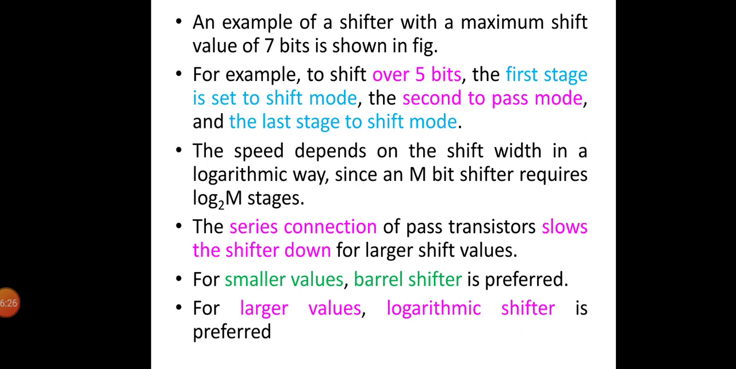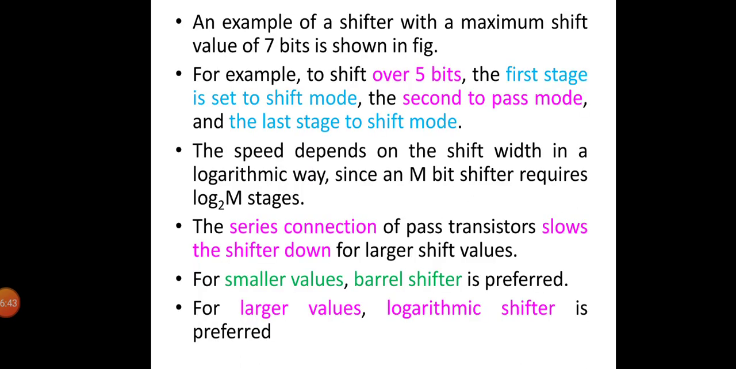While the barrel shifter implements the whole shifter as a single array of pass transistors, the logarithmic shifter uses a staged approach. An example of a shifter with a maximum shift value of 7 bits is shown in this diagram. A shifter with a maximum shift width of m consists of log2 m stages, where the ith stage either shifts over 2^i or passes the data unchanged.